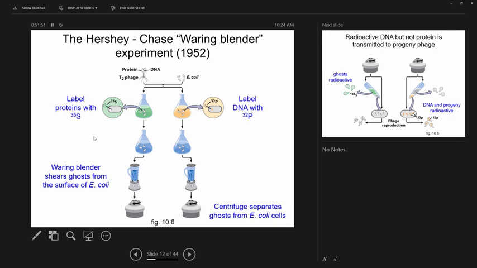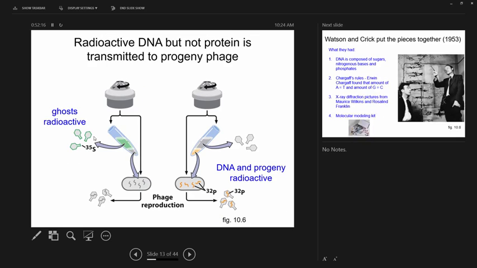But they spin them down so that the cells will pellet to the bottom of the tube, but all the protein ghosts stay in the top of the tube. We good? All right. And here, there is no P32 or S35 in the media, so the only radioactivity coming in here is from the bacteriophage themselves. All right, and then they looked at what happened.